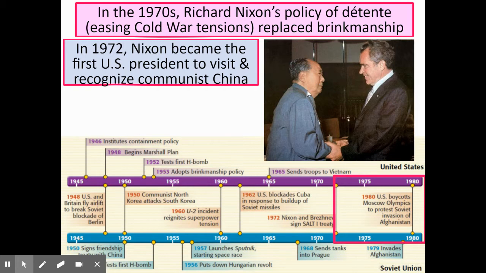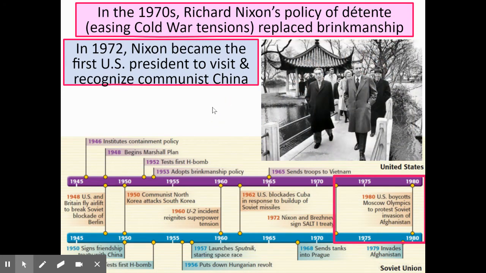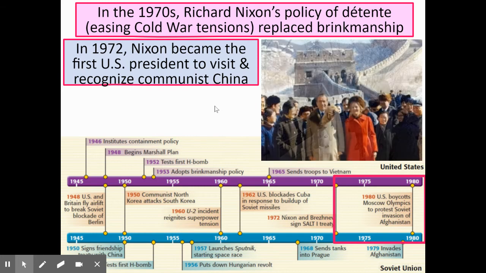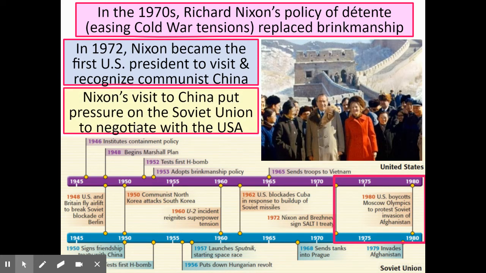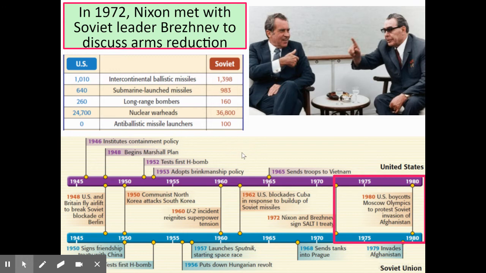So in order to symbolize this, he went to China. And he was the first president to visit the mainland of China, because the United States had maintained that the democratic government that had fled to Taiwan was the actual government of China and not the mainland Chinese. So he's visiting the Great Wall. So Nixon's visit put pressure on the Soviet Union so that they're going to negotiate with the United States.